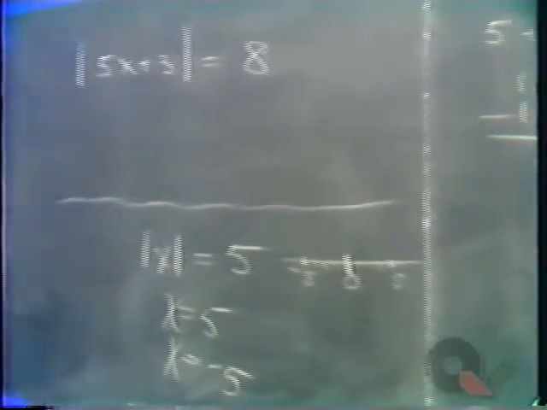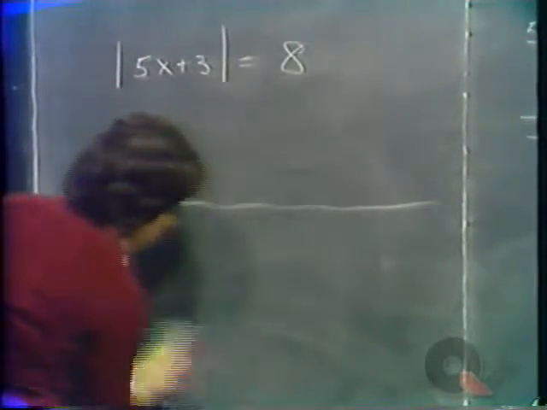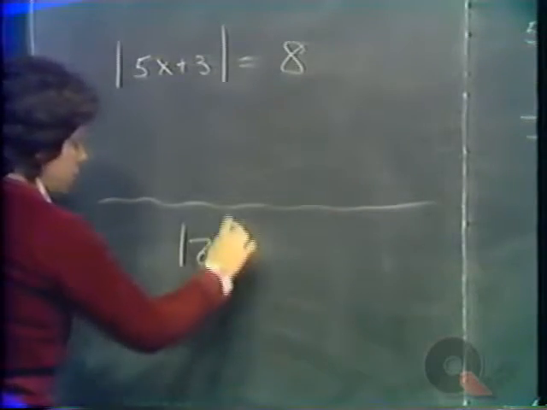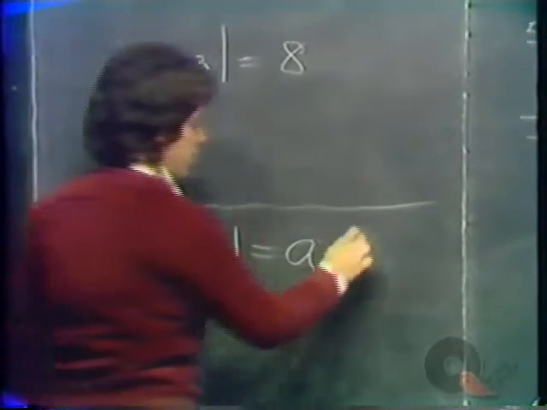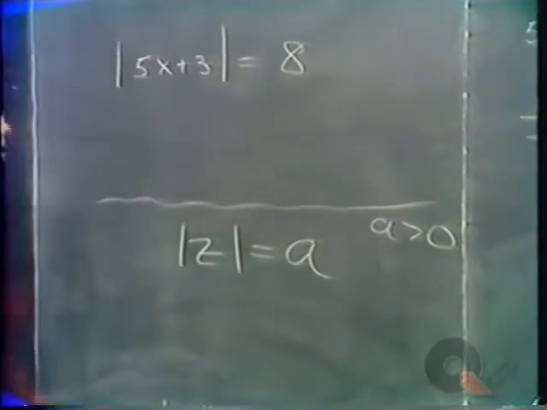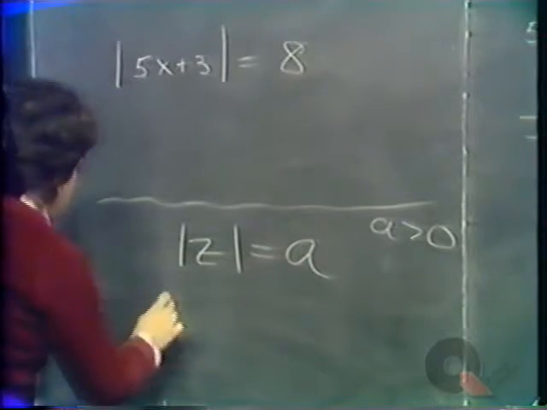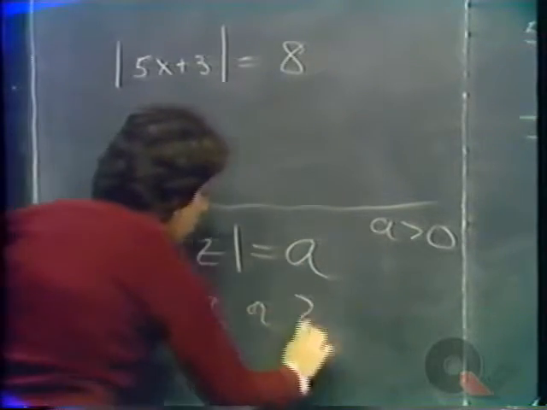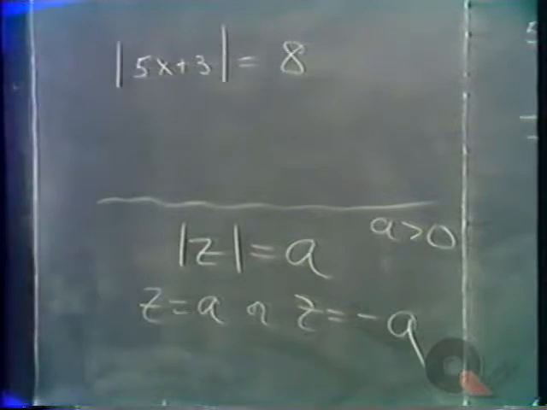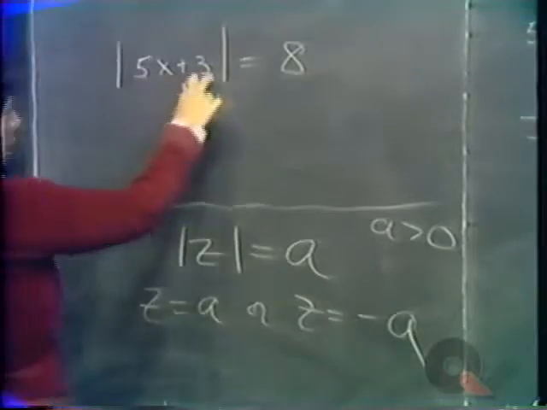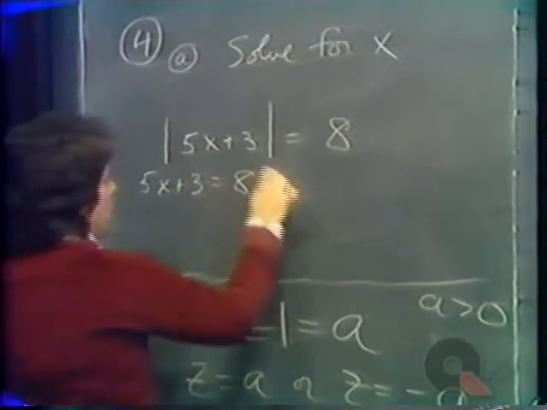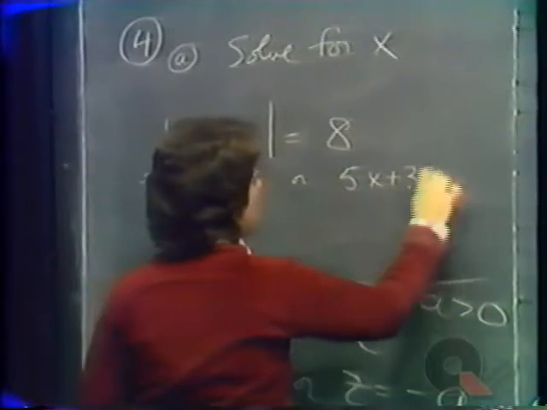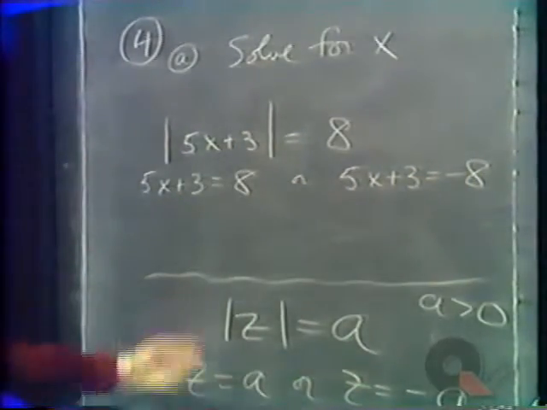Okay? And one can do this in general. If you had, for example, the absolute value of something z equal to a, we'll assume a here is a positive number. If the absolute value of z equals a, either z equals a or z equals minus a. This is your basic rule for working out an absolute value equation. The absolute value of 5x plus 3 equals 8, either 5x plus 3 equals 8 or 5x plus 3 equals minus 8. If this works for you, fine, use it.